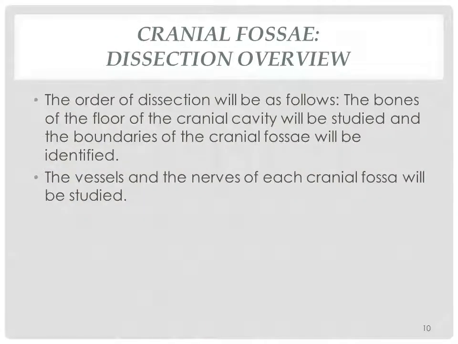Now we're going to have a look at the cranial fossae. This is the overview of the dissection. We're first going to review, of course, once again the bones that form the floor of the cranial cavity and also the boundaries between the cranial fossae, and then we're going to study all the vessels and nerves in each cranial fossa. Especially important is going to be to know where each of them exits the cranial fossa.